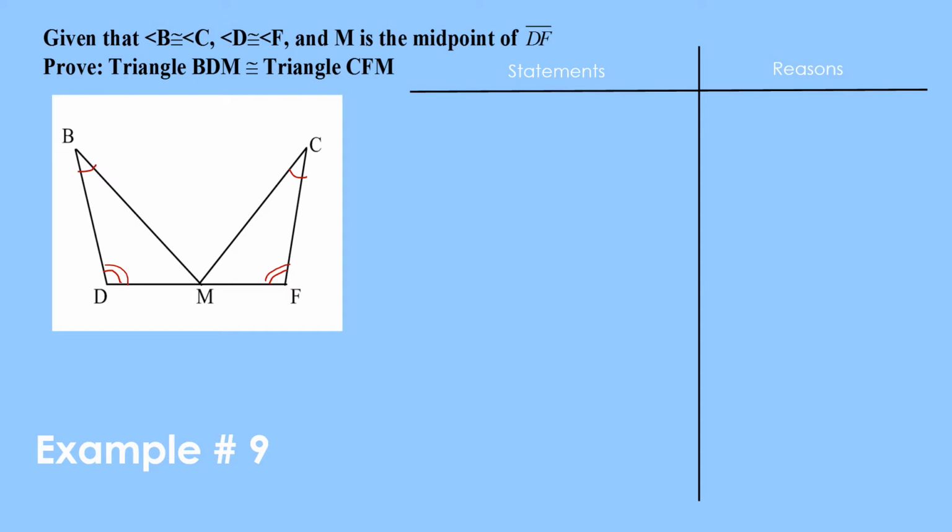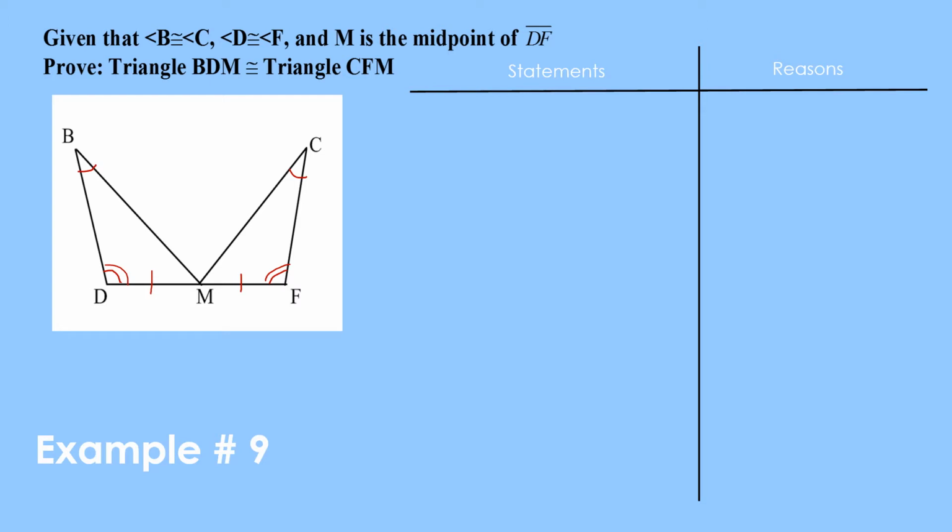Now again, I can't directly mark this up, but I can deduce some information from that. The information I can deduce from that is knowing the definition of midpoint. Midpoint means that M is in the middle of the line DF. So that's saying that it is cutting DF directly in half. So when it's cutting in half, that means I'm making DM congruent to FM.